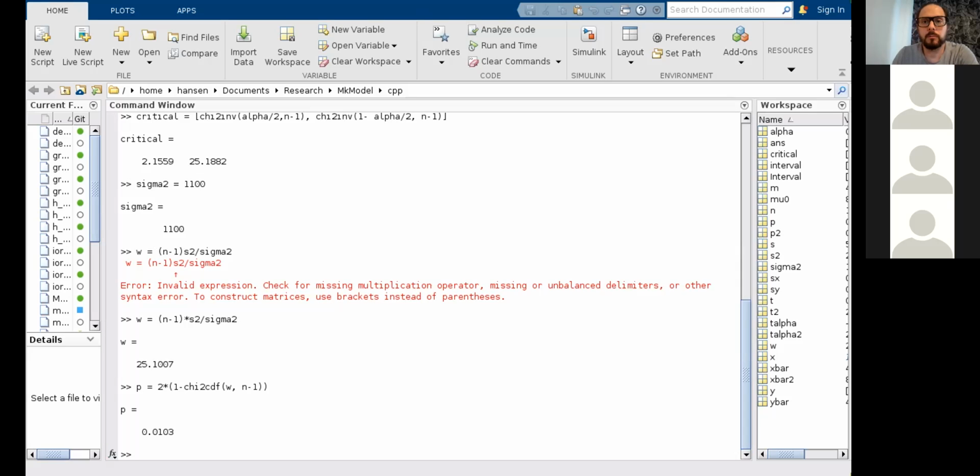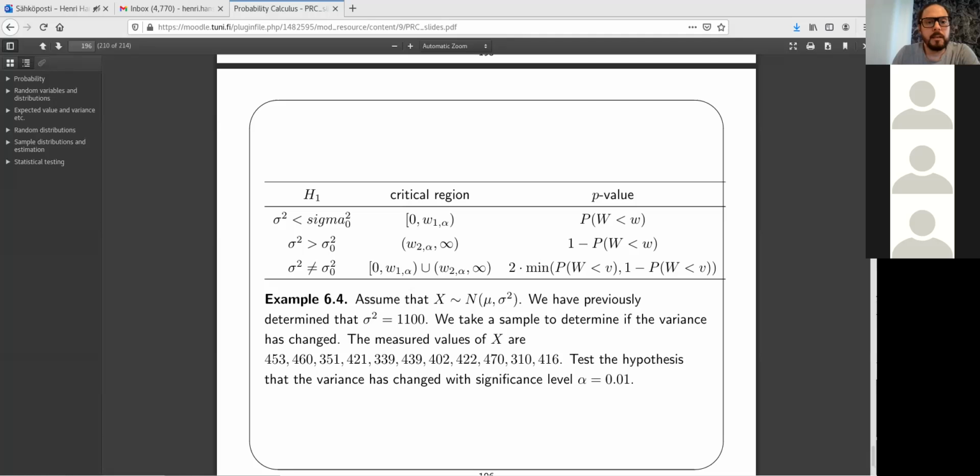So I'm going to move back to the material. In this example, if our alpha were larger, even by a little bit than 0.01, then we would say that yes, the variance has changed. But with alpha equal to 0.01, we conclude that no, it hasn't changed, not that much at least. So really, it all depends on what we choose as the significance level. This is my take here.